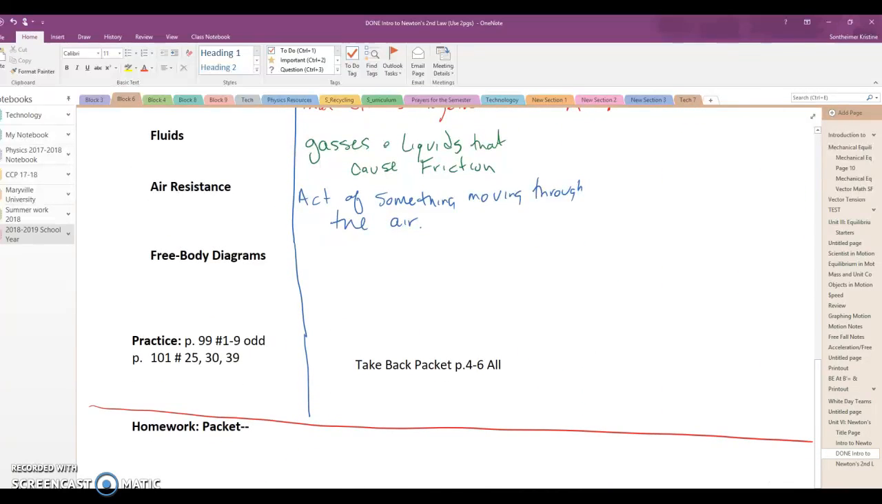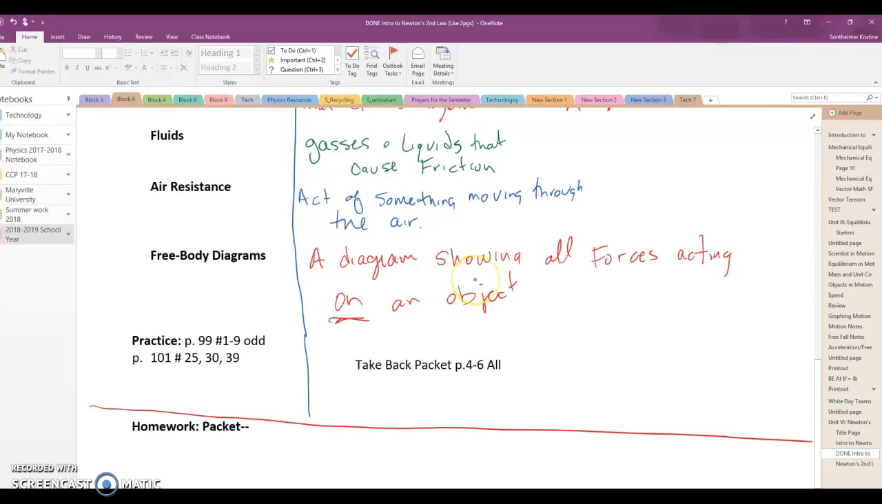So as a reminder, include this in your notes. A free body diagram is a diagram showing all forces acting on an object.